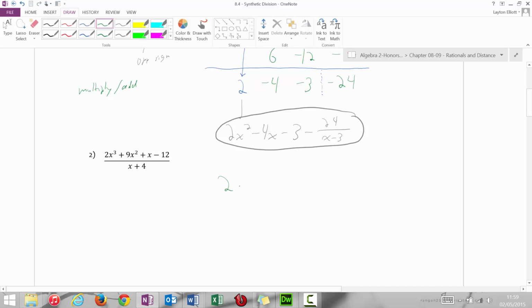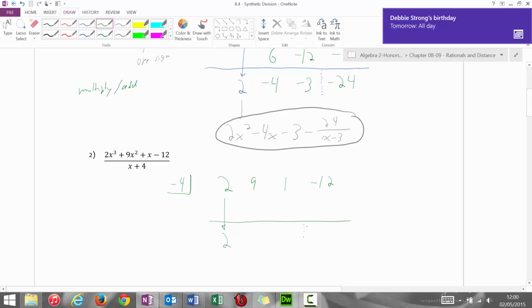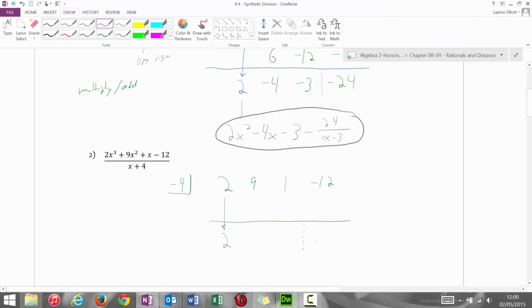I've got coefficients of 2, 9, 1, and -12. Inside this little pocket I'm going to put -4, draw an arrow down and carry the 2 down, and put a little pocket there. This vertical dotted line I use to separate the remainder out. So, same algorithm. We're going to do it a little faster now. Multiply, add, multiply, add, multiply, add.